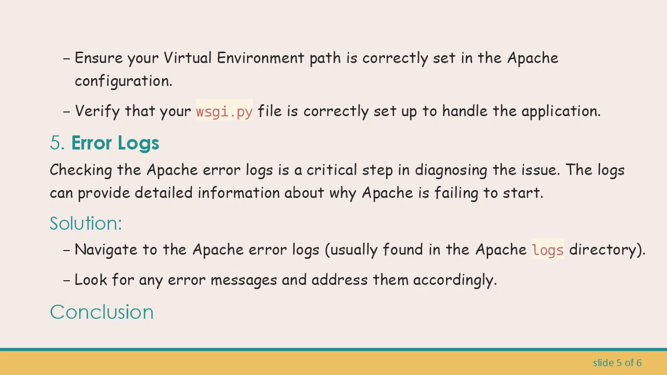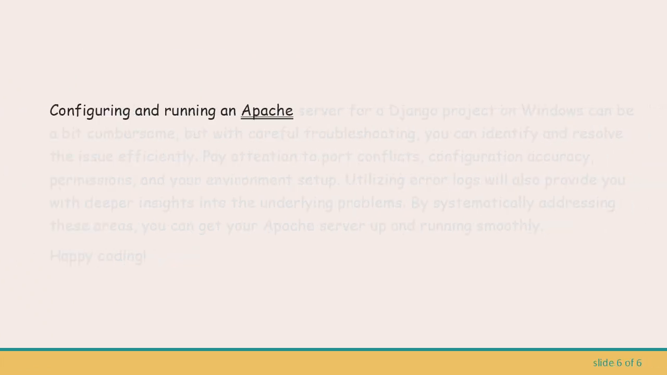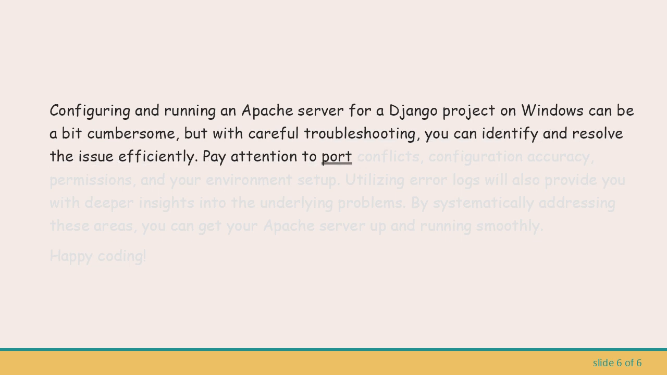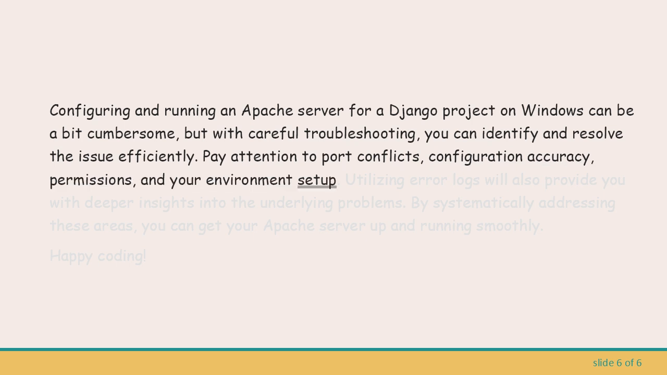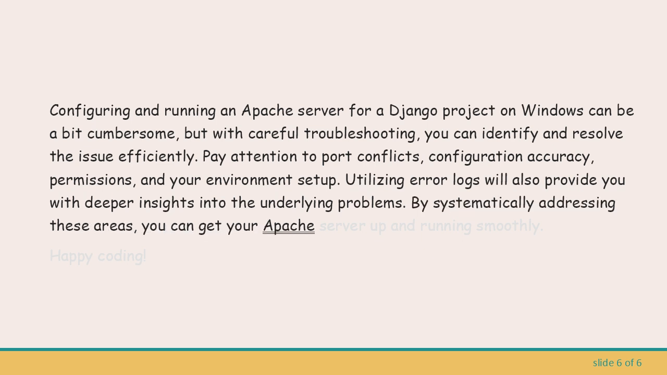Conclusion: configuring and running an Apache server for a Django project on Windows can be a bit cumbersome, but with careful troubleshooting, you can identify and resolve the issue efficiently. Pay attention to port conflicts, configuration accuracy, permissions, and your environment setup. Utilizing error logs will also provide you with deeper insights into the underlying problems. By systematically addressing these areas, you can get your Apache server up and running smoothly.